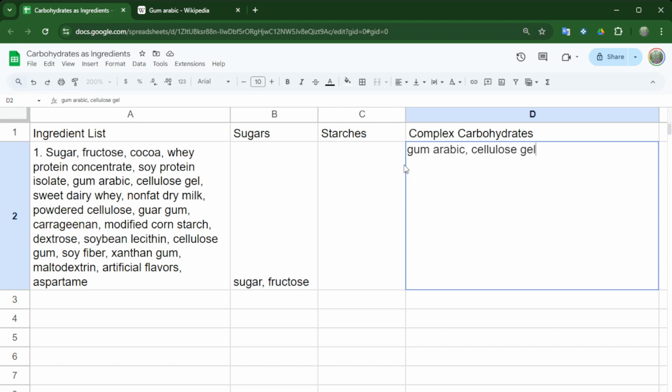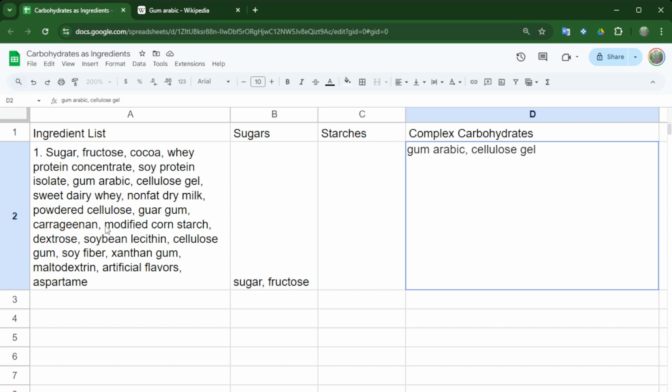So that is going to go under complex carbohydrates. Okay, sweet dairy whey. Well, I just looked up whey, right? And whey is not predominantly carbohydrates, okay? It's not something we've talked about in the book. And whey has a lot of protein in it. So this is not going to be one that I input as one of my three categories.